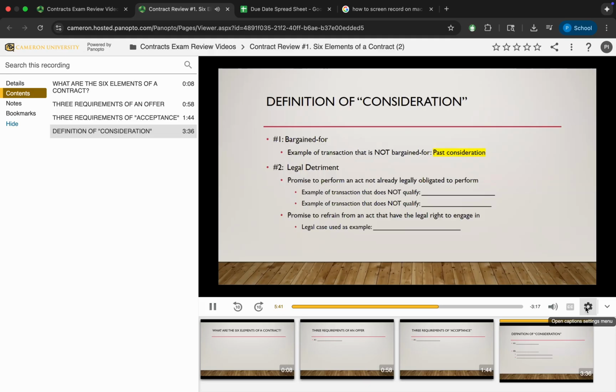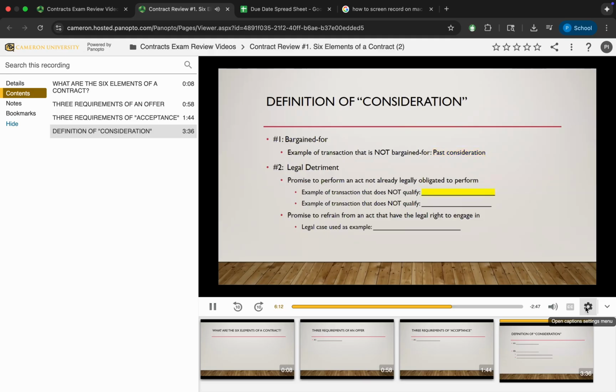The reason is that my performance, which was the act of returning your dog, was not bargained for. I did not return your dog in anticipation of receiving payment. I did not return your dog in response to your promise to pay me. When I returned your dog, I had no expectation from you, no promise from you, no offer from you that you would pay me in response to my performance.